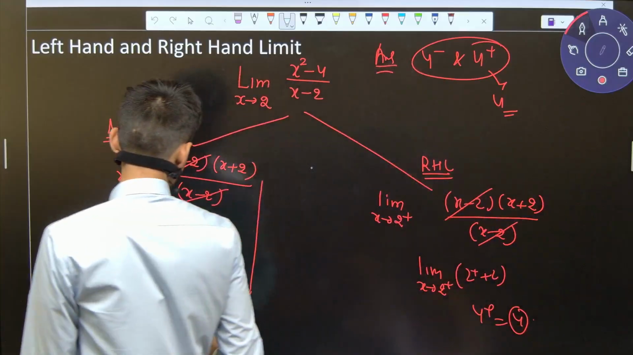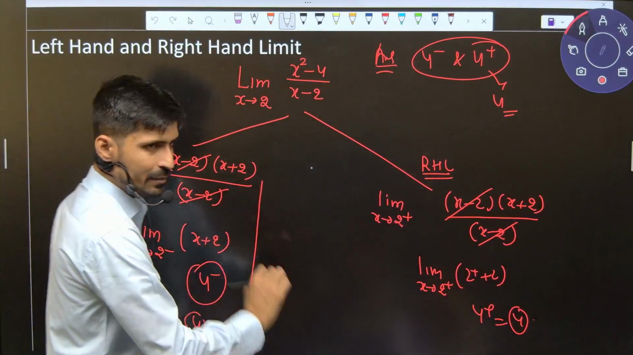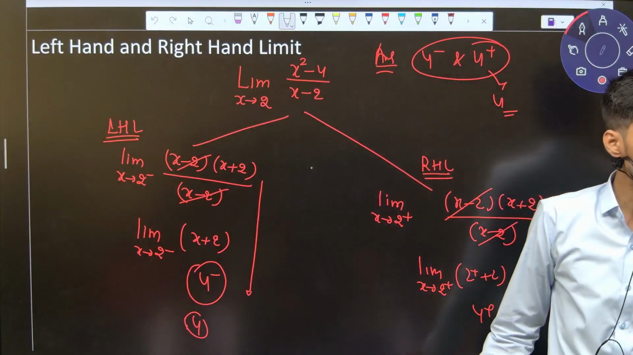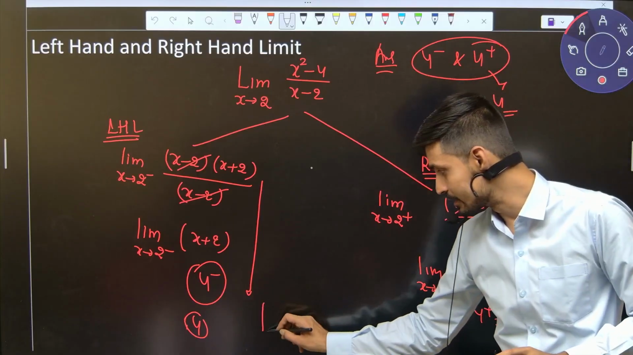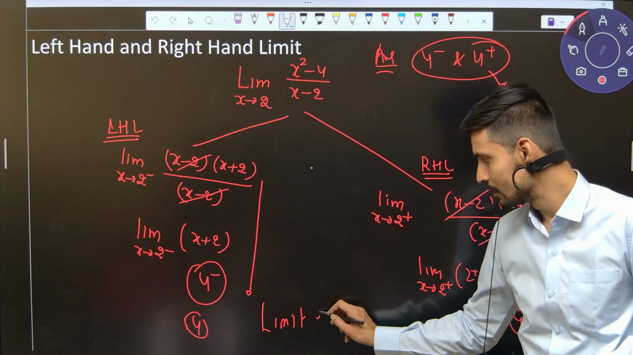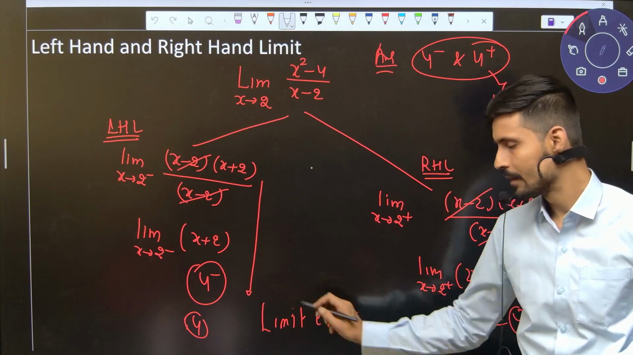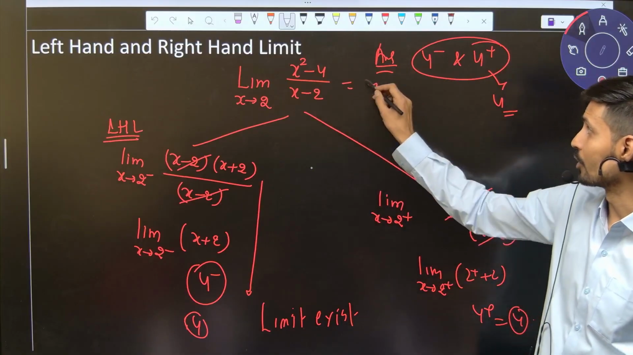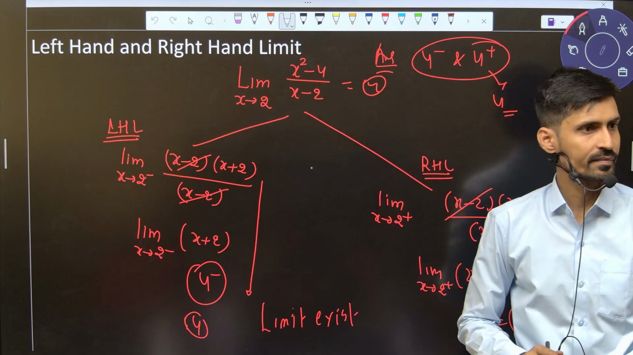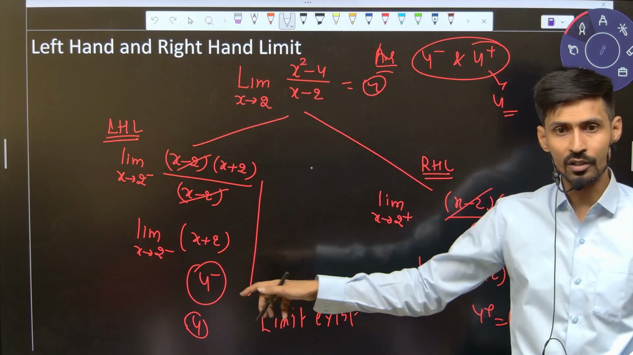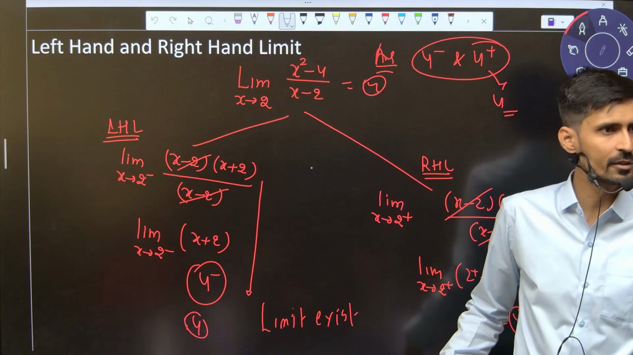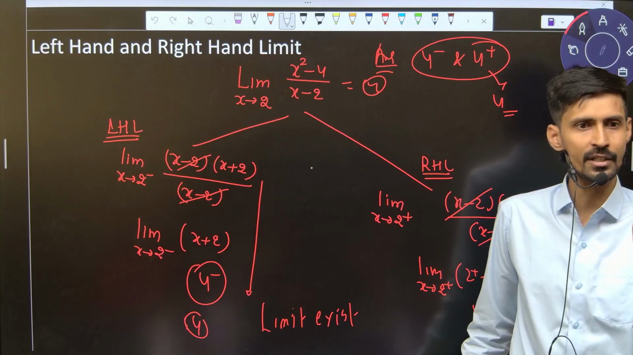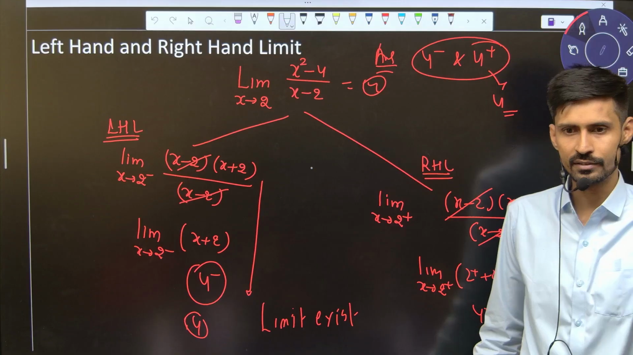Here we got the left hand limit 4. Right hand limit we got 4. Both are the same. Then we say the limit exists, and the total answer of this will be 4. But if this you are getting 4 and this you are getting 3, the limit will not exist. Nothing will be there, you will simply tick the option that the limit does not exist.